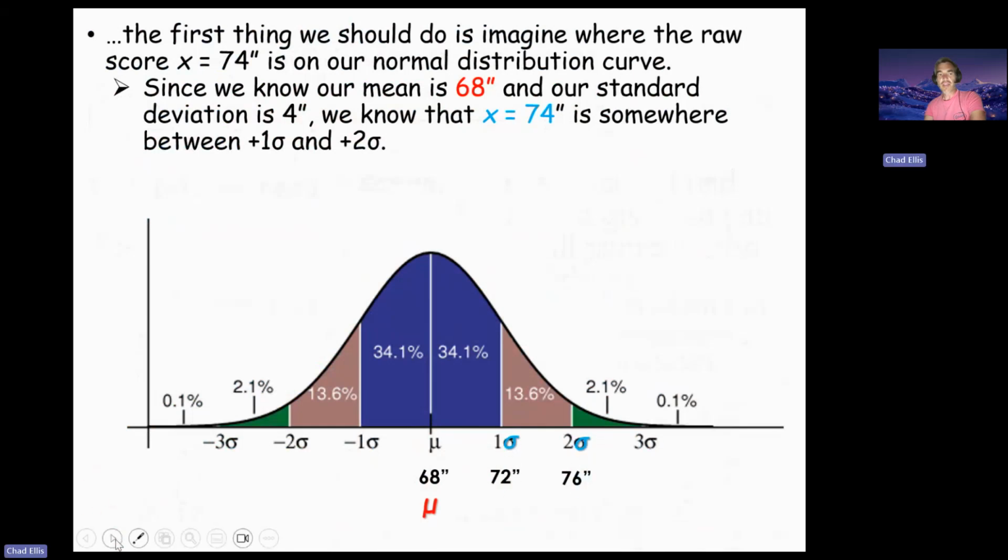There's our standard deviations. We know that an X value of 74 inches is going to lie somewhere in between +1 standard deviation and +2 standard deviations. So we can kind of visualize where. If we're wanting to know the probability of randomly selecting somebody taller than 74 inches, we know that our probability is relatively low compared to if we're trying to get the probability of selecting somebody shorter than 74 inches.